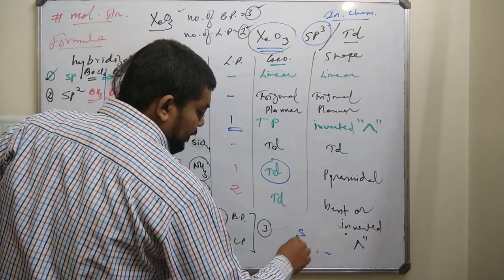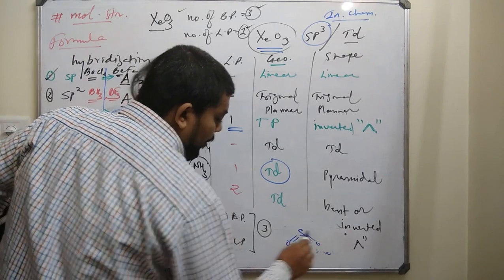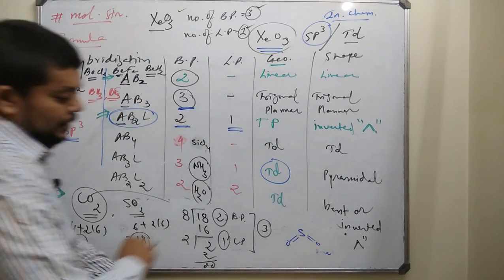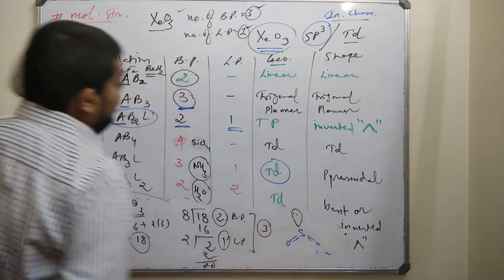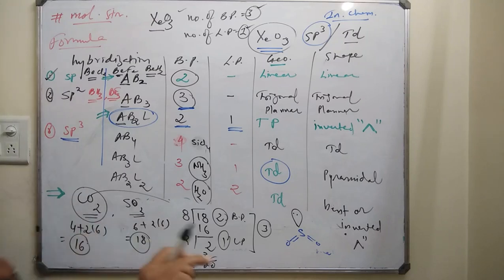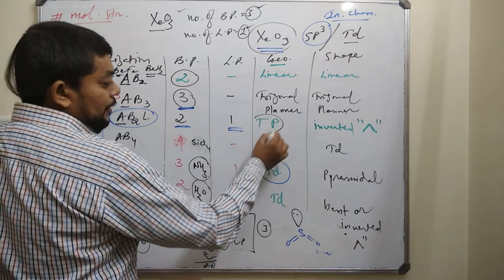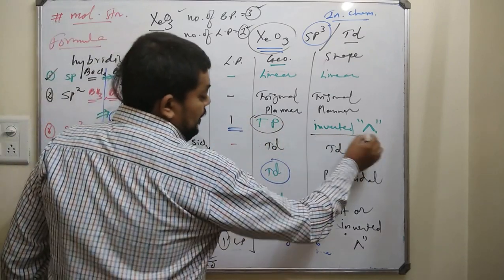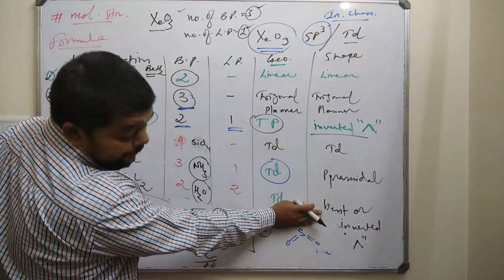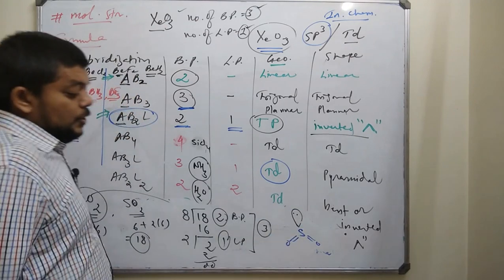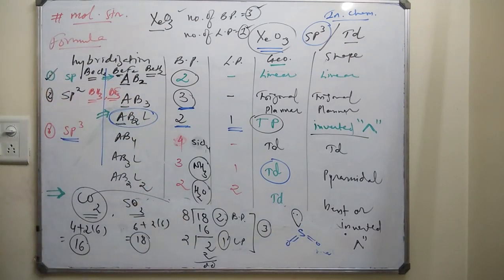So you have sulfur, double bond O, and a lone pair, and therefore it is no more a linear structure. It will have the geometry trigonal planar, but the shape would be inverted V, because in the shape you do not go for the lone pairs. So CO2 and SO2 do not have the same shape, do not have the same total number of electrons, and therefore they are not isoelectronic.